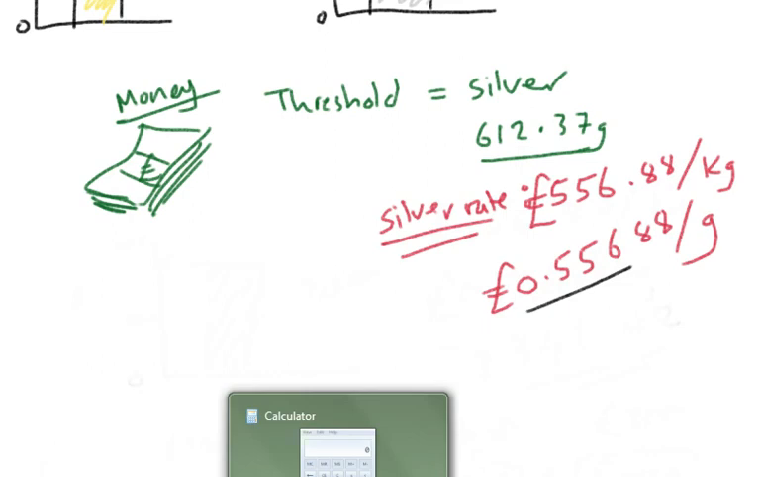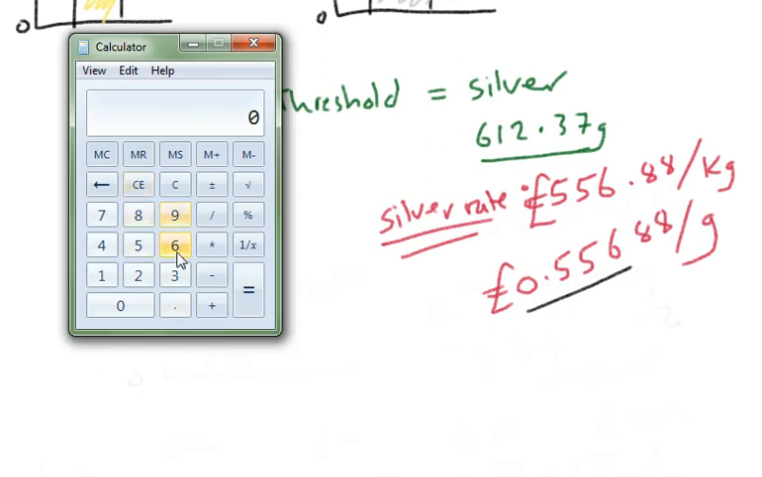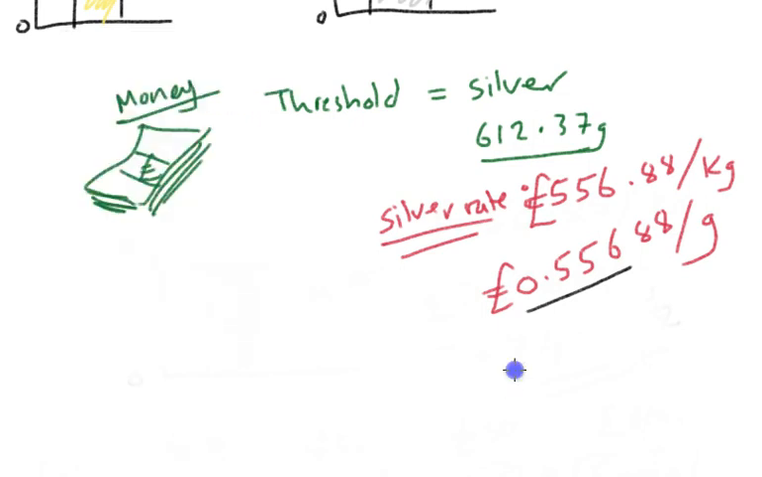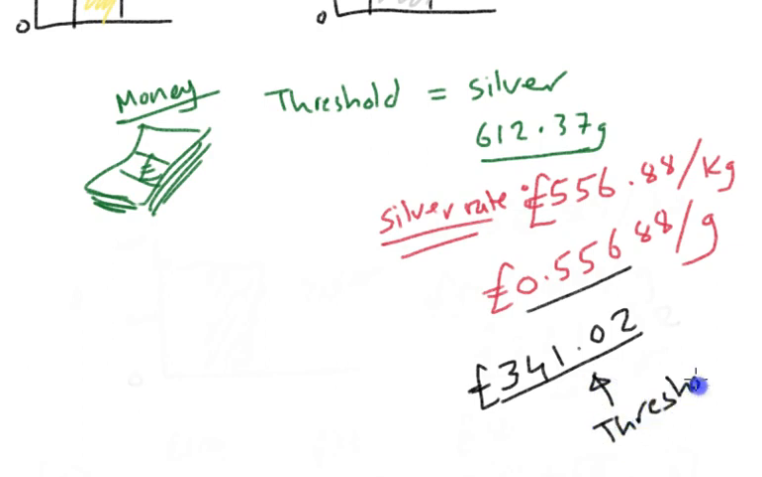So if I get the calculator, 0.55688 times 612.37 equals 341.02 pounds, and this is the nisab. This is the threshold. So that's how we do it.